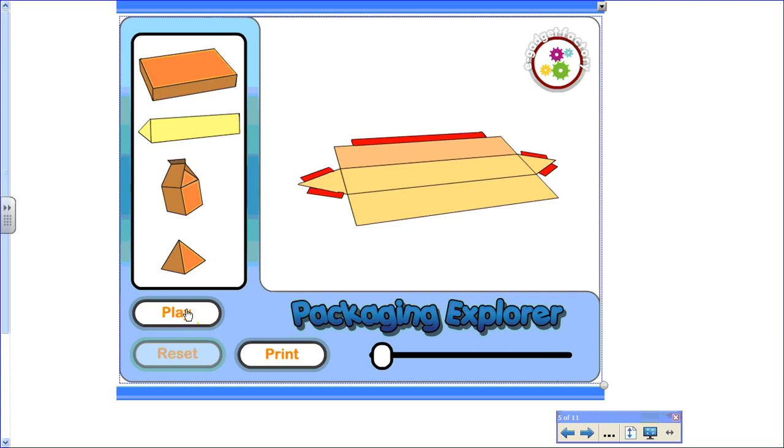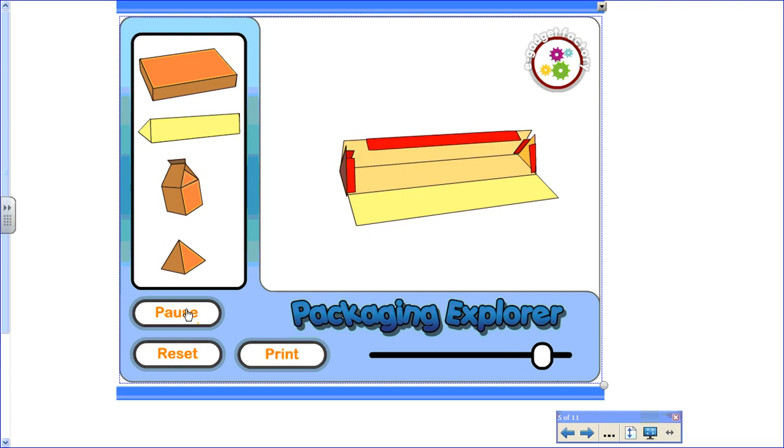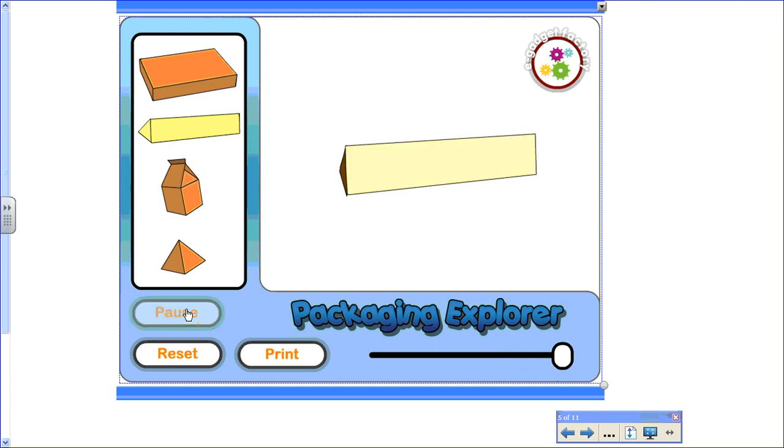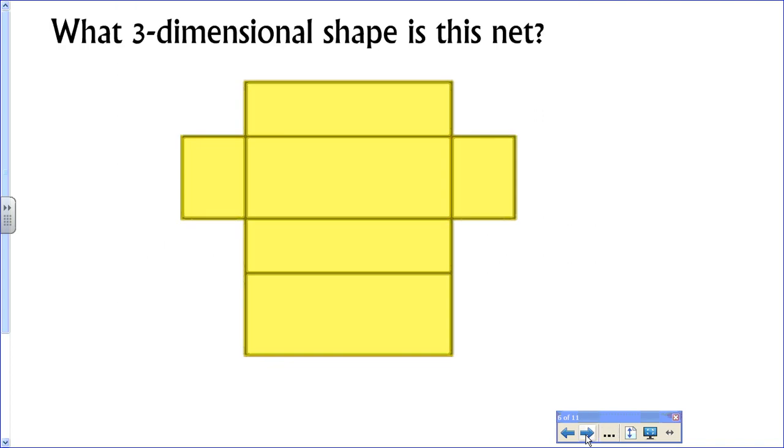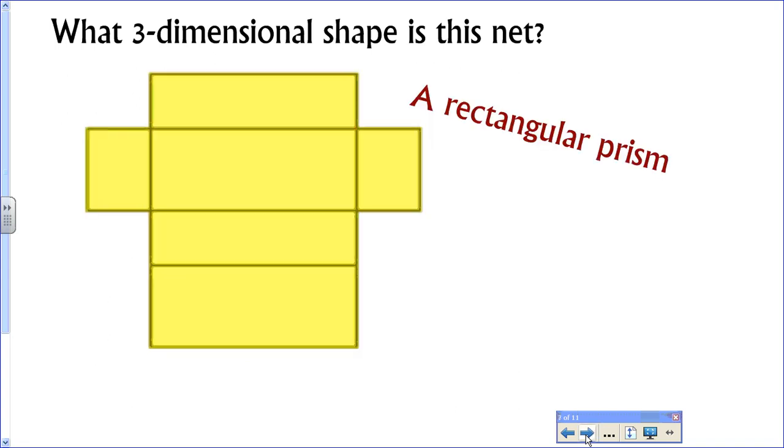Here's a triangular prism. When you fold up the net, it creates a triangular prism. So now that you know what a net is, what three-dimensional shape is this net? If you said a rectangular prism, you would be correct.